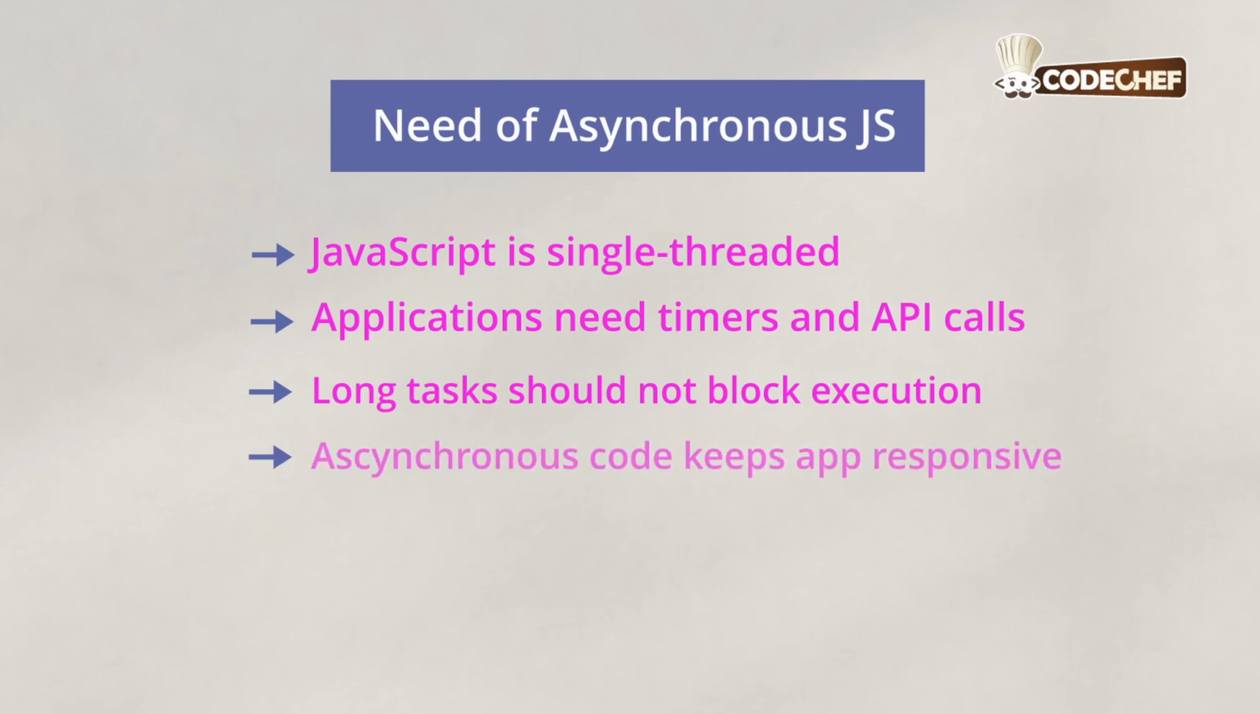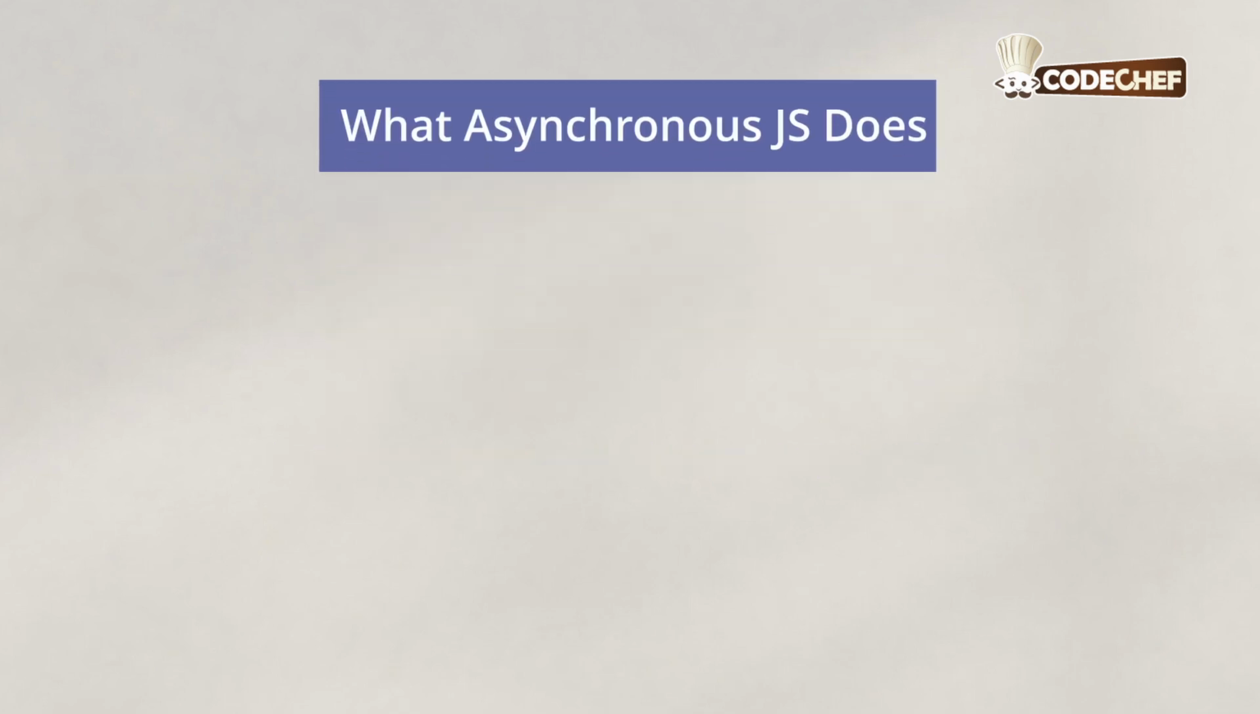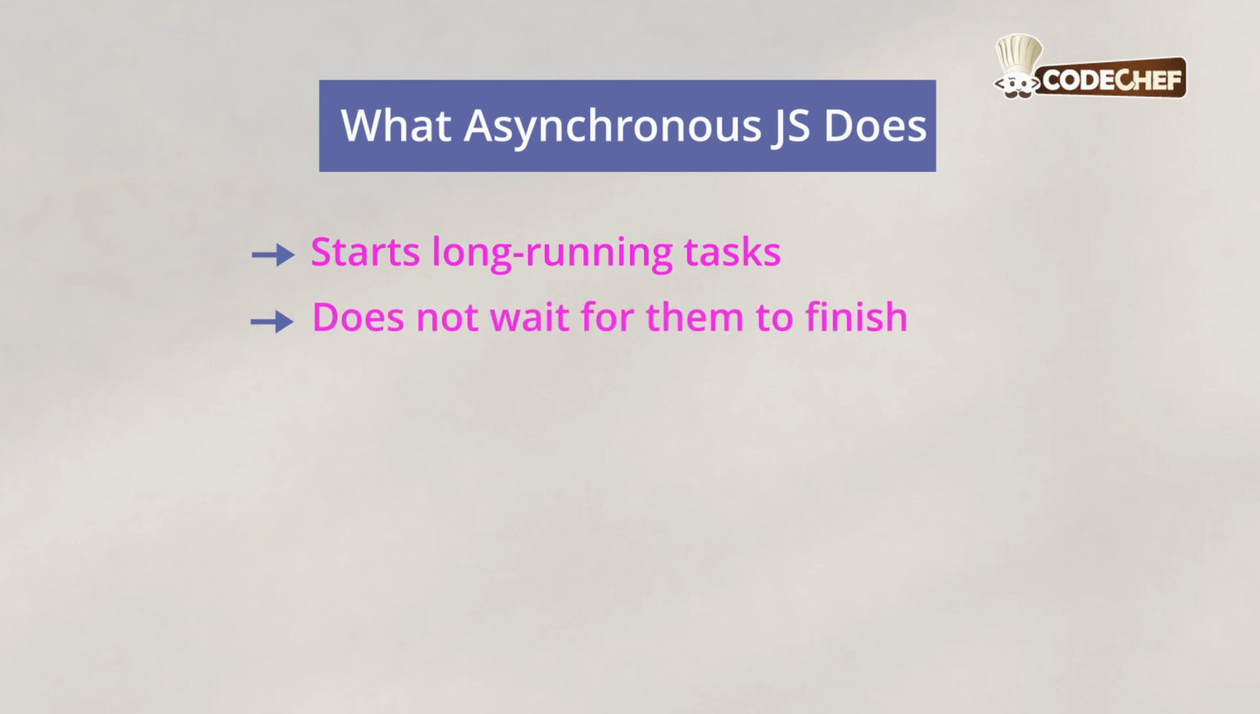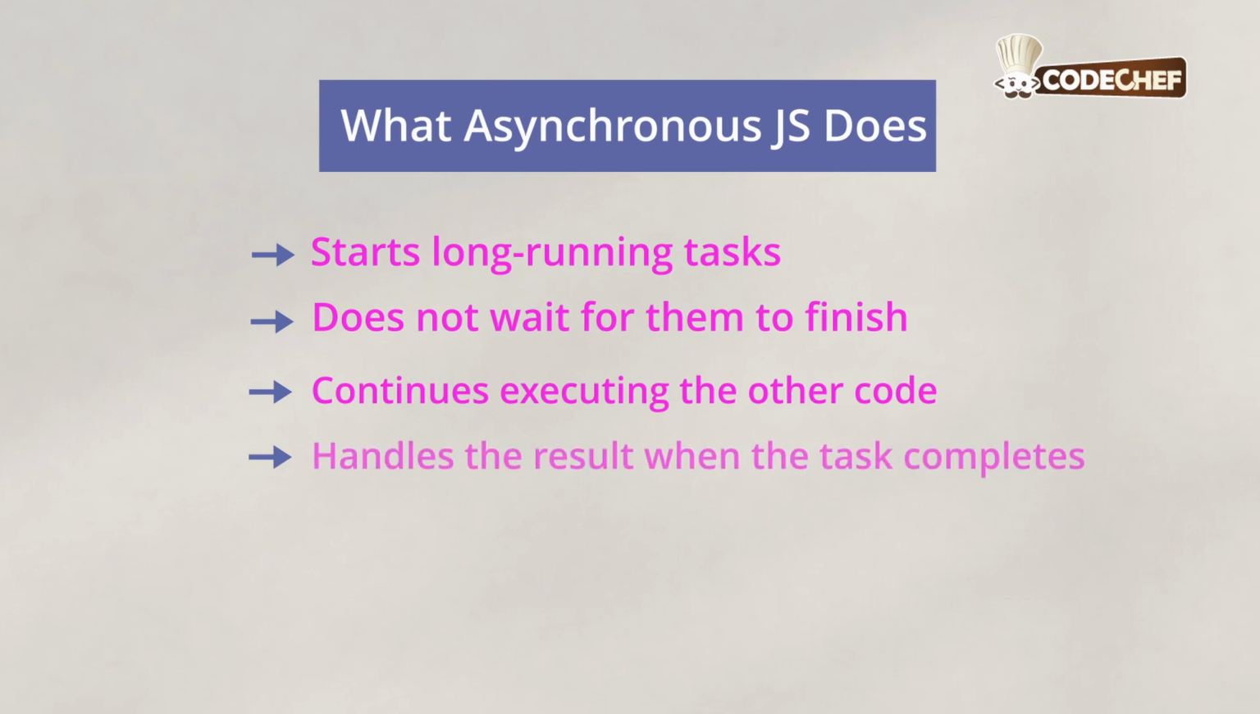This keeps applications responsive. So what does asynchronous JavaScript do? Instead of waiting, JavaScript starts a task and moves on. The task runs in the background. When it finishes, JavaScript handles the result. This is the core idea behind asynchronous execution.